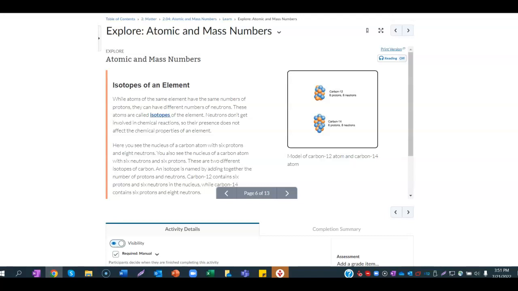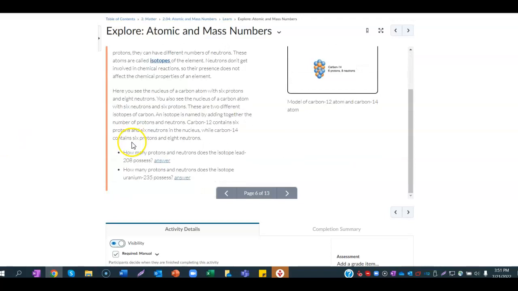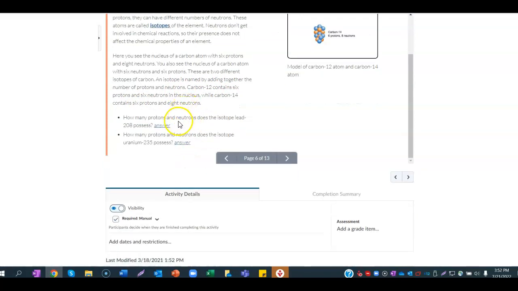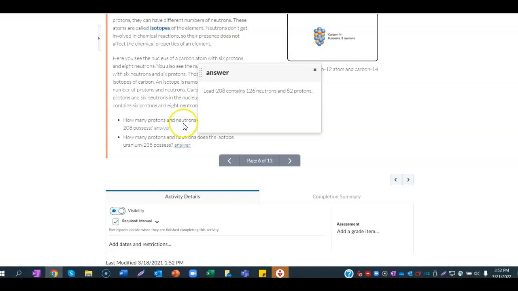So carbon-12 contains 6 protons and 6 neutrons. And then if you look down, it says carbon-14 has 6 protons and 8 neutrons. So how many protons and neutrons does the isotope lead-208 possess? So if you look at lead, you can find the atomic number. It's got 126 neutrons. So all you would have to do is find the number of protons, look at 208, and do some subtraction to get this 126 to figure out how many neutrons it has.